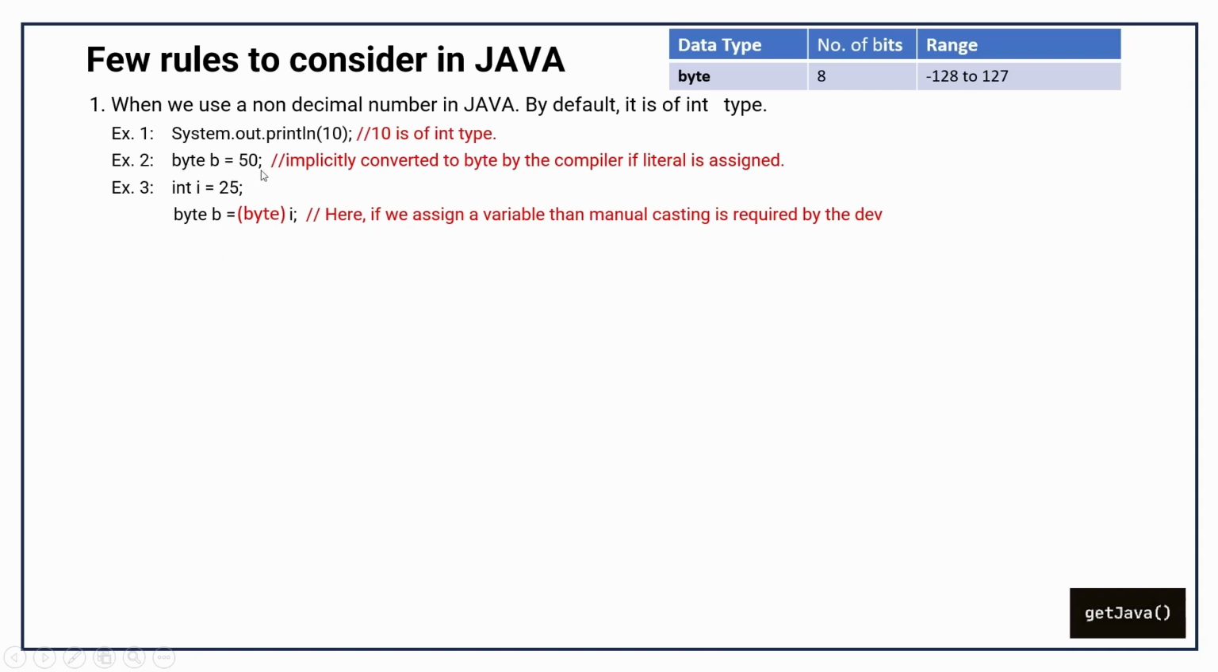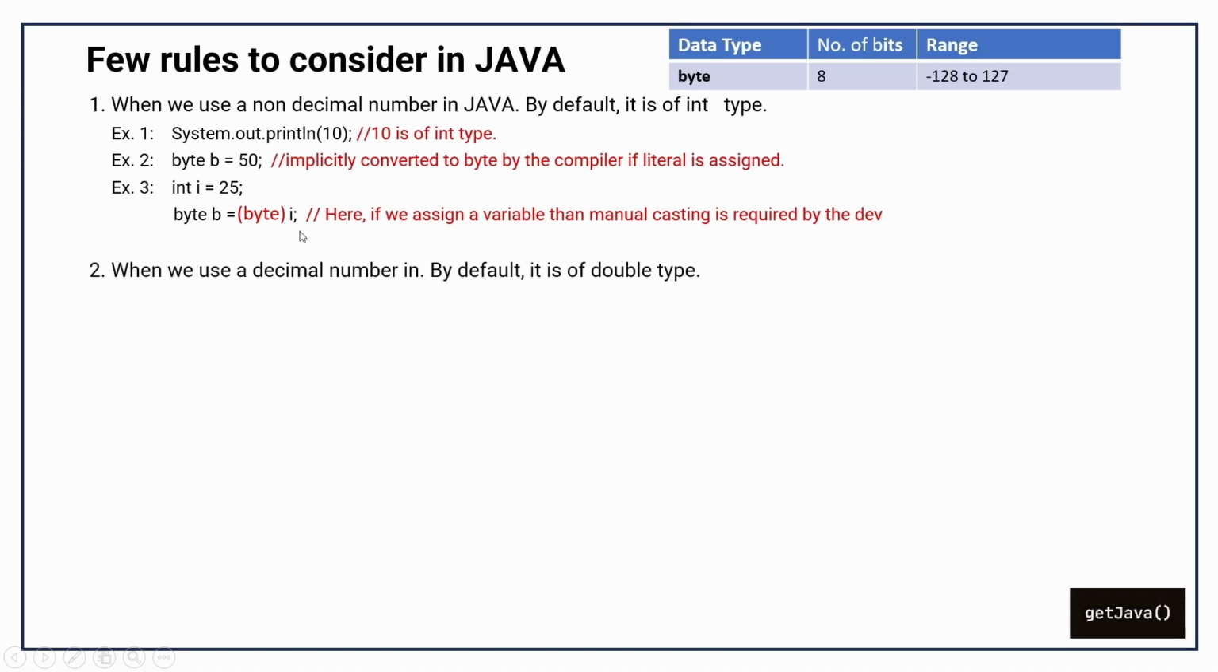In the first case, the compiler can see that we are trying to assign 50, and the compiler can check the value directly against the range, like what range is allowed for a byte type variable. But in the second example, we are using a variable, and the compiler cannot see its value at compile time. It can see it only at runtime. So here we have to cast it manually. I hope it is clear.